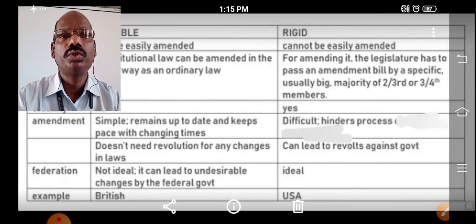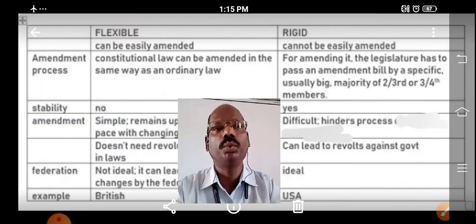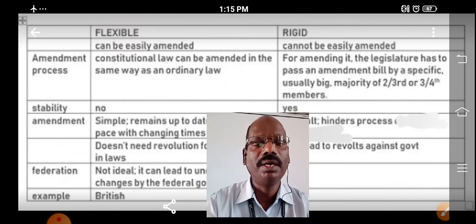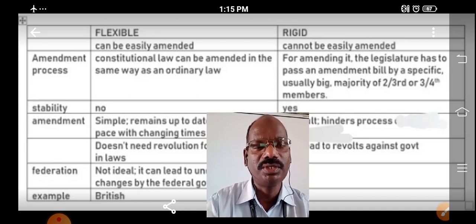Then this written constitution is again divided into two groups called the flexible and rigid constitution. Some written constitutions are easy to change. Such constitutions are called flexible constitutions. But some constitutions are very difficult to change. Very long processes are there for changing them. Such constitutions are called rigid constitutions.